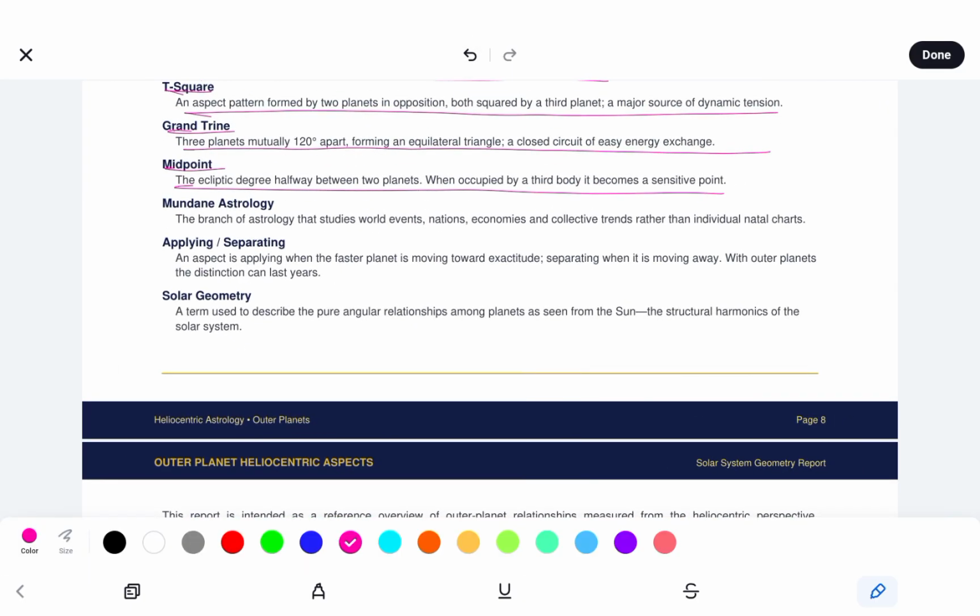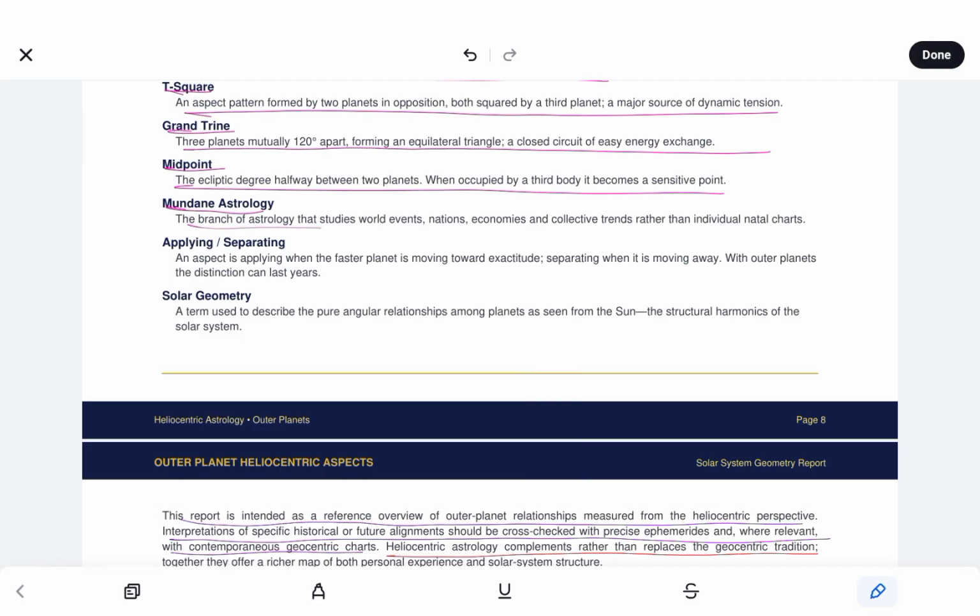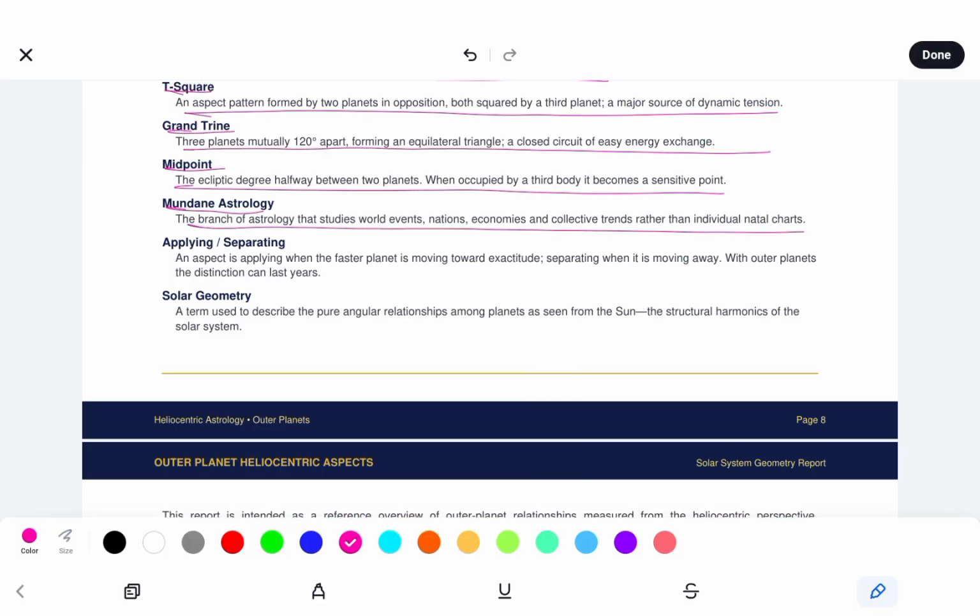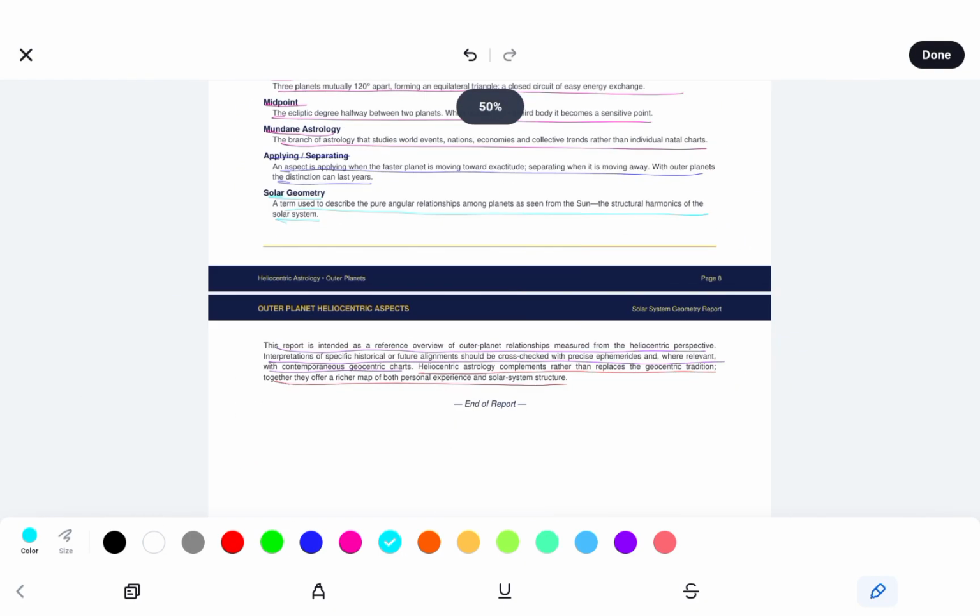When occupied by a third body, it becomes a sensitive point. Mundane astrology, the branch of astrology that studies world events, nations, economies, and collective trends, rather than individual natal charts. Applying and separating: an aspect is applying when the faster planet is moving toward exactitude, separating when it is moving away. With outer planets, the distinction can last years. Solar geometry, a term used to describe the pure angular relationships among planets as seen from the Sun, structural harmonics of the solar system.